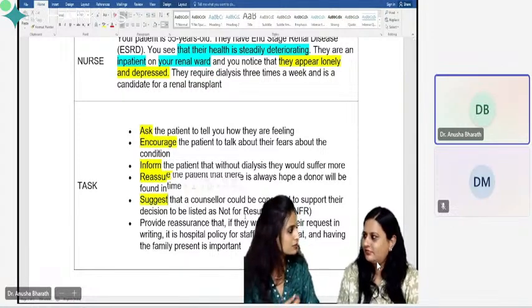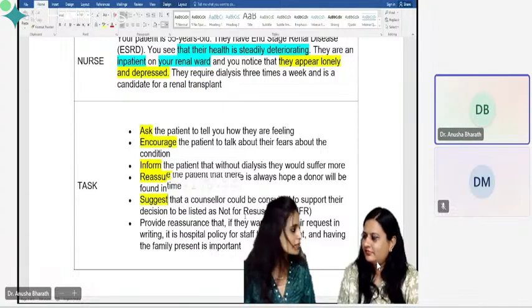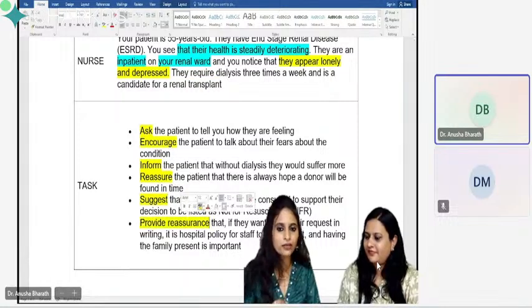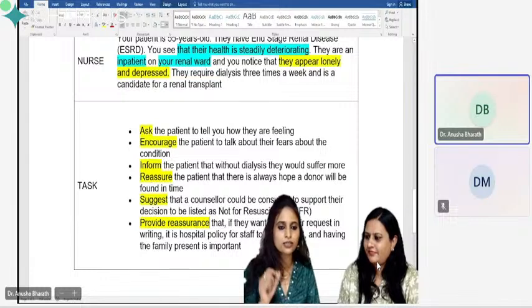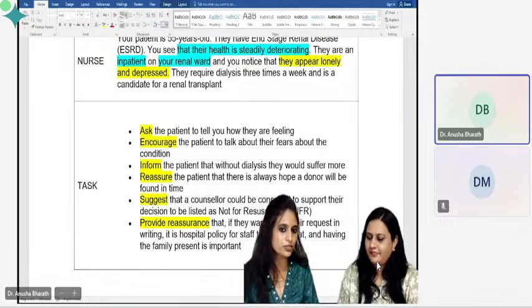Our students sometimes have doubts regarding what not for resuscitation is. So that will be cleared in a few minutes. Provide reassurance, very important. Assurance and reassurance are key factors in the role play. So provide reassurance that if they want to put their request in writing, it is hospital policy for staff to respect that, and having the family present is important.